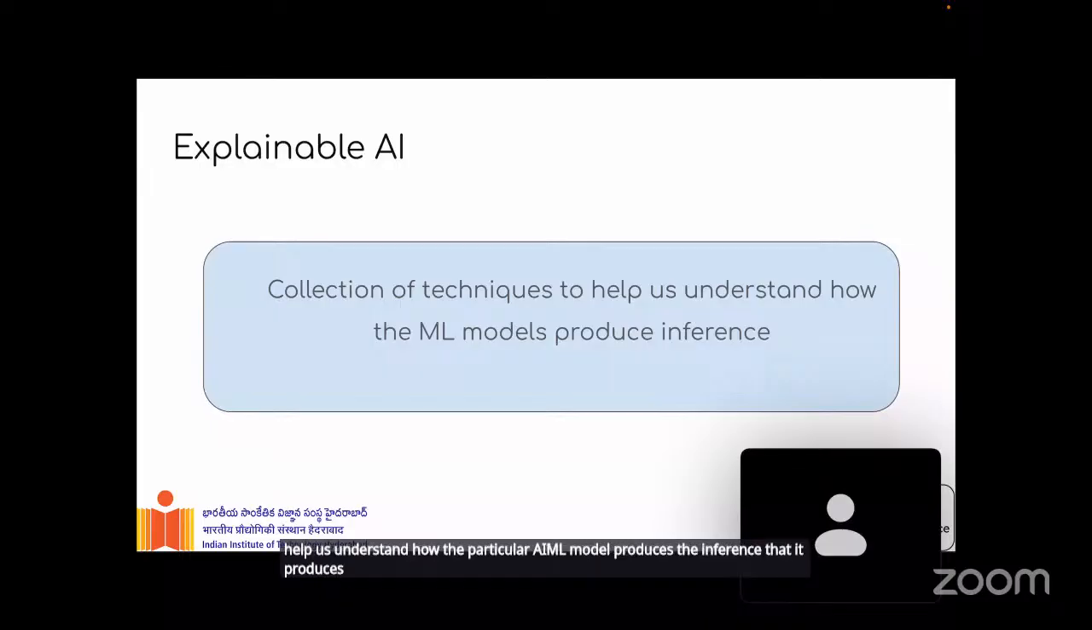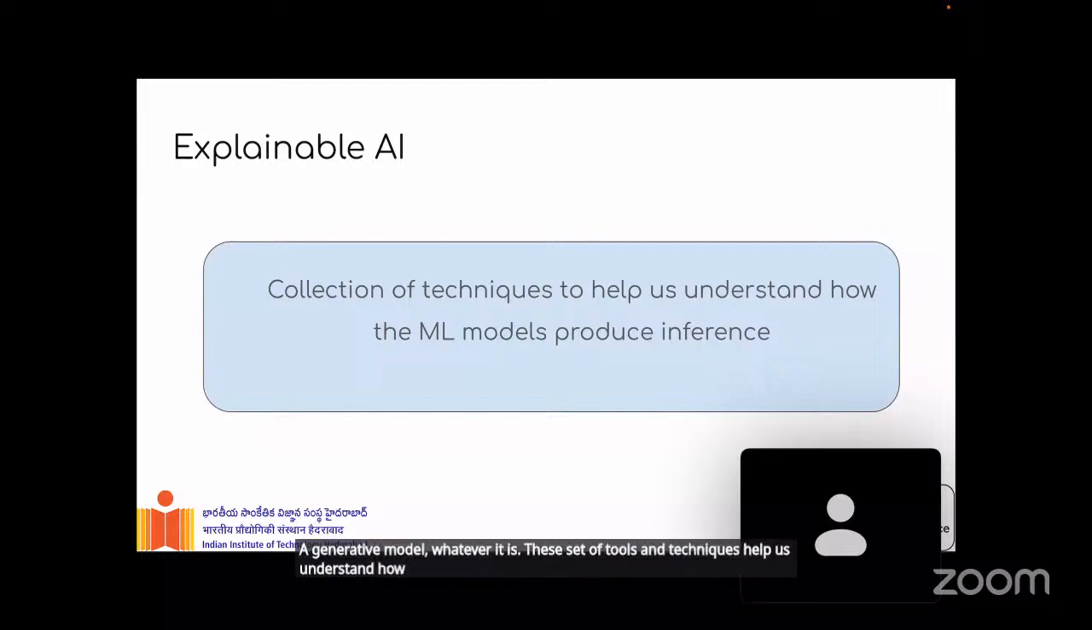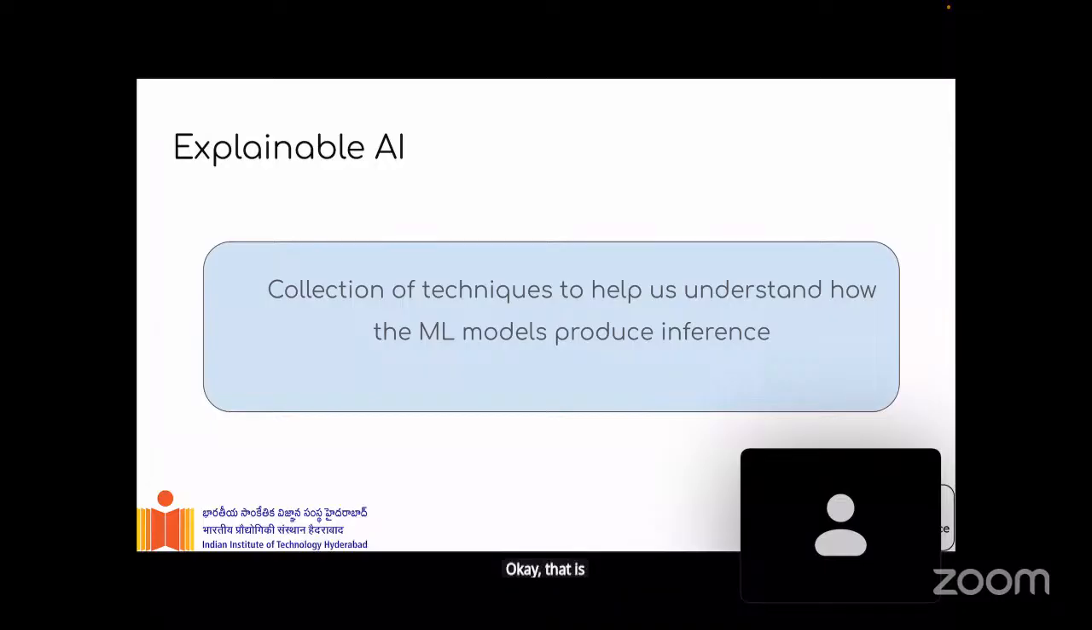Okay, whatever the inference is, it can be any system: a classifier, a regressor, a generative model, whatever it is. This set of tools and techniques helps us understand how that particular model produces what it produces. That is called explainable AI.